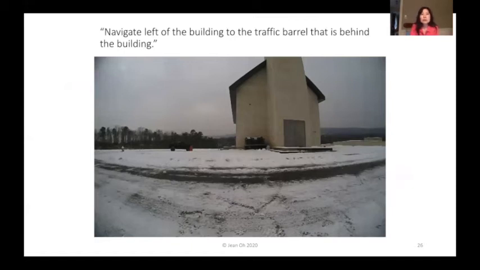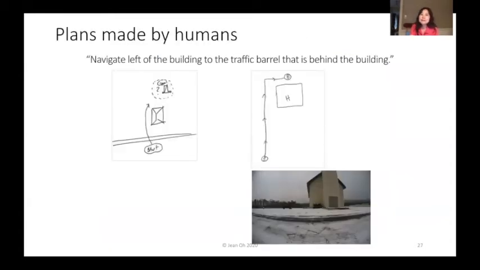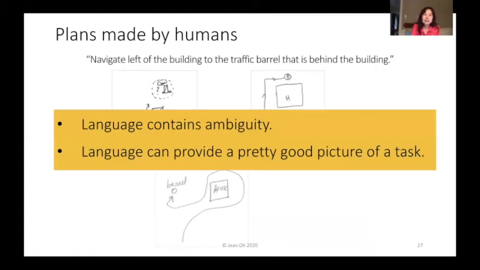So again, using another example, suppose you are the robot looking at this scene and you've never been here before, and then the command is navigate left of the building to the traffic barrier that is behind the building. To a human, it is a very simple command. I asked this question to many people, and the majority of the people come up with a very similar plan. By majority, I mean 75 to 80%. And then there are some 20% of people who come up with a completely different plan. But this kind of shows the innate ambiguity that's contained in language.